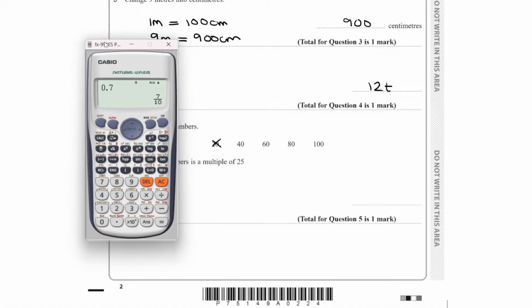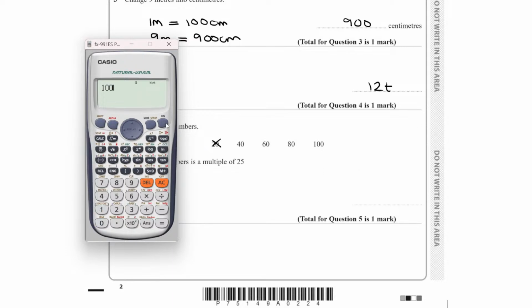Does 25 go into 40? If you already know the answer, just write the answer. But if you're not sure, you can just go through and divide them all. So like 40 divided by 25. Do you see how that's not a whole number? So it's not 40. 60 divided by 25, again that's not a whole number, so it's not 60. 80 divided by 25, again we're getting fractions here. They're not whole numbers, are they?